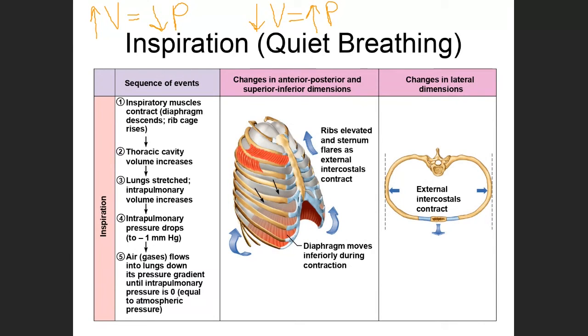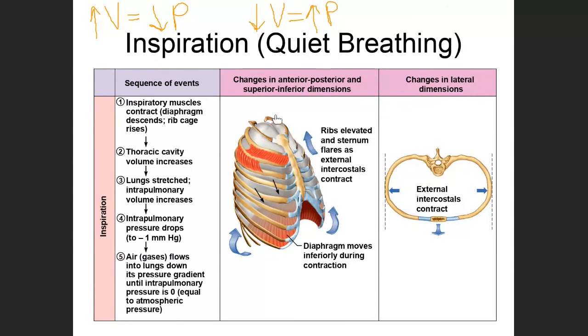So that's just another name for inhalation, right? Breathing in. And specifically, this is inhaling under quiet situations. What I mean by that is you're not exercising, you're not out of breath, you're not gasping for air. You're sitting there, calm, relaxed, peaceful, just peacefully breathing in and out. That's what quiet breathing is. And this is how quiet breathing and quiet inspiration actually happens.